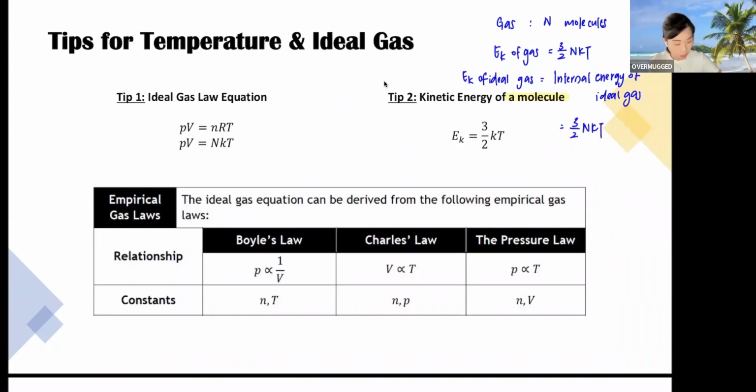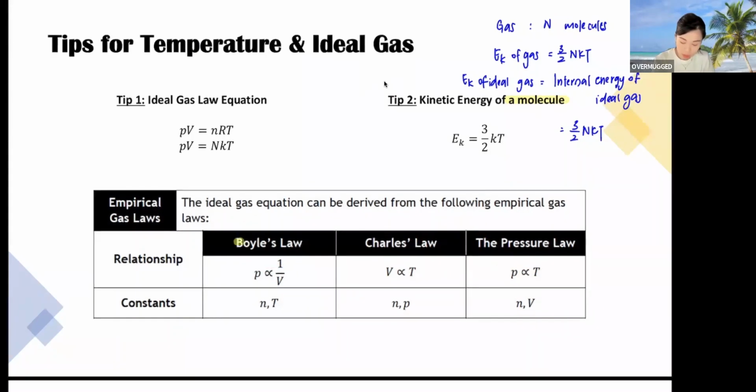So then the next thing, what determines the ideal gas? In this case it would be your empirical gas laws, which are Boyle's law, Charles' law, as well as the pressure law. Boyle's law states that pressure is inversely proportional to volume. Charles' law states that volume is directly proportional to temperature, and the pressure law states that pressure is directly proportional to temperature.